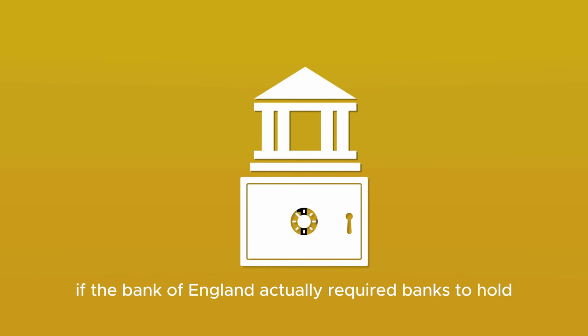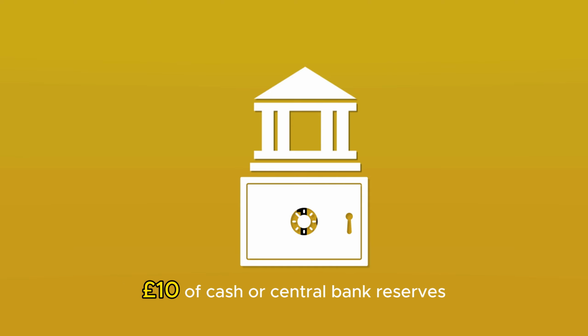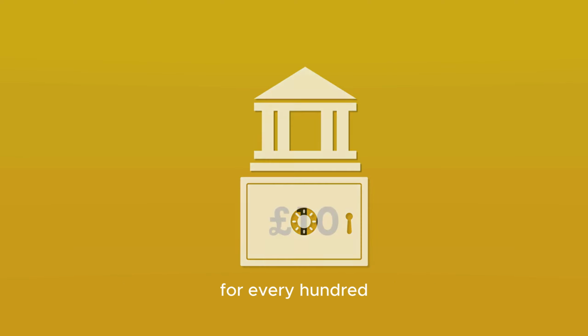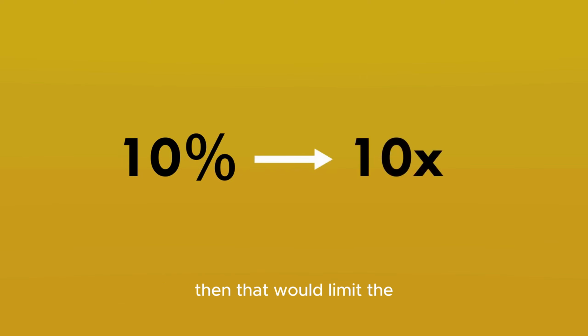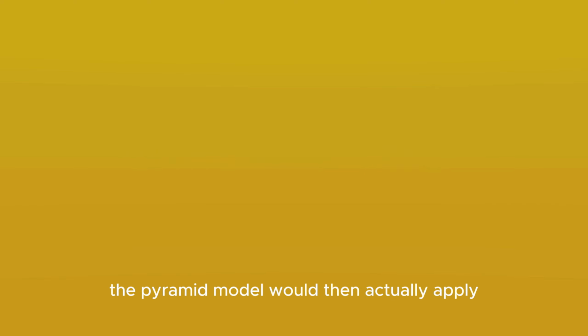If the Bank of England actually required banks to hold £10 of cash or central bank reserves for every £100 that they typed into their customers' bank accounts, then that would limit the money supply to around 10 times the amount of base money, the cash and central bank reserves. The pyramid model would then actually apply. But this is almost never what happens.